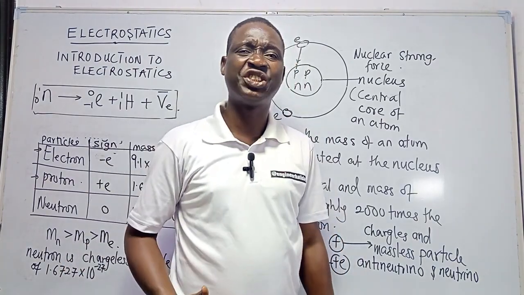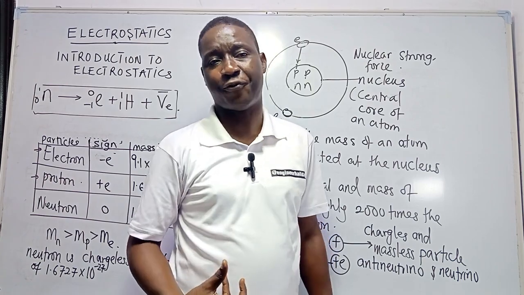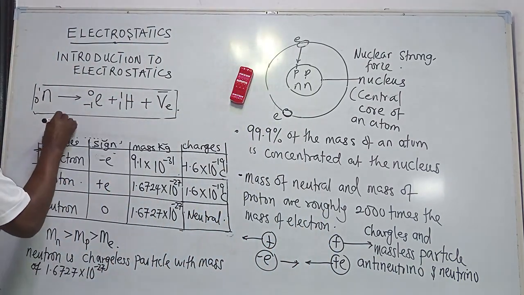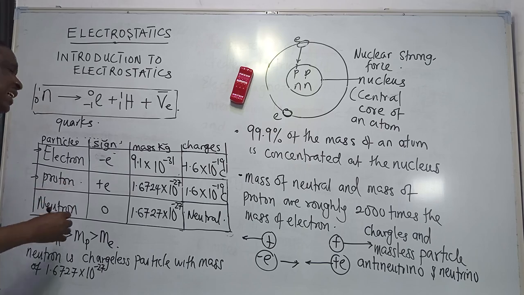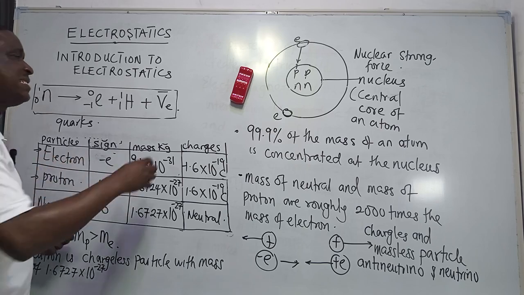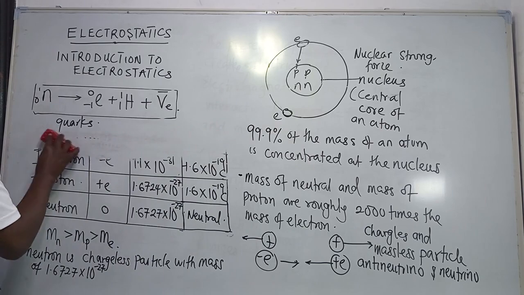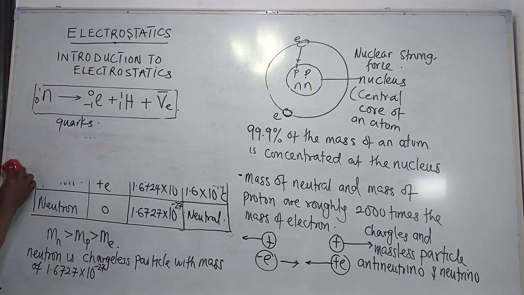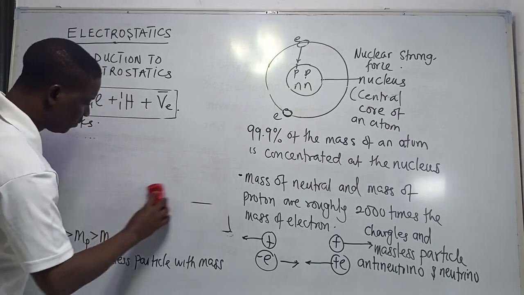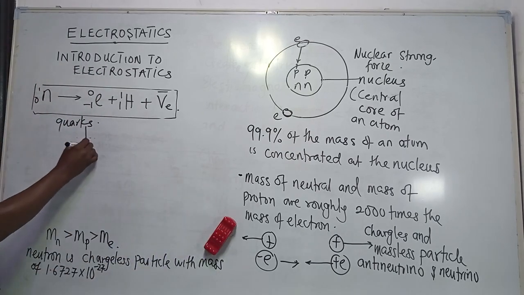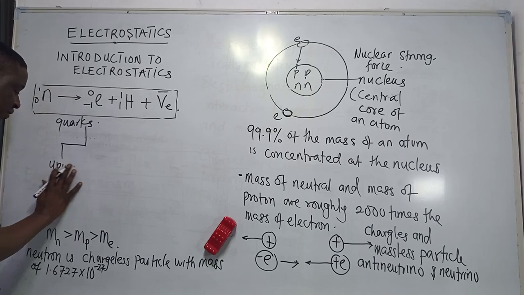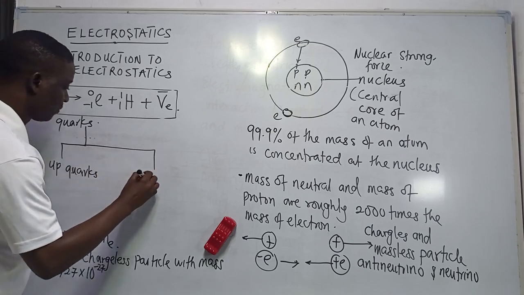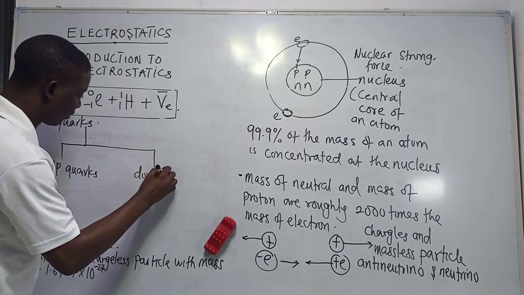We also have some charges that exist in fractional form. We call them quarks. Quarks are charges that exist in fractional form. They are in fractions. We have two types of them. We have the up quarks, and we have what they call the down quarks.